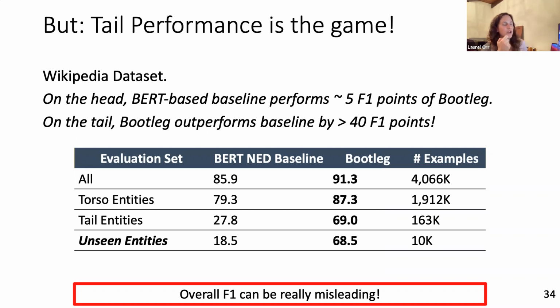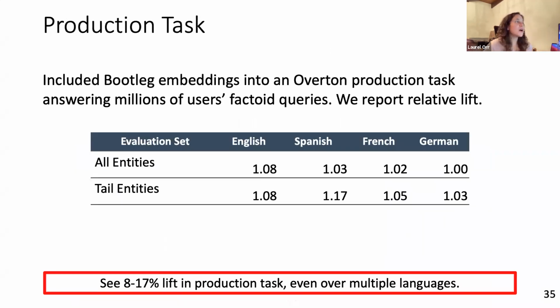Another really subtle point, which is something other research going on actively in our lab, is that overall F1 metrics are really misleading. The all metric here, which is also on a very standard uniform data set, does not give you the fine-grained evaluation that you need to really understand these models. We also included Bootleg embeddings into a production task at Apple, answering factoid queries. Here there are relative lift metrics, and we see about an 8 to 17 lift in production tasks, even over multiple languages.